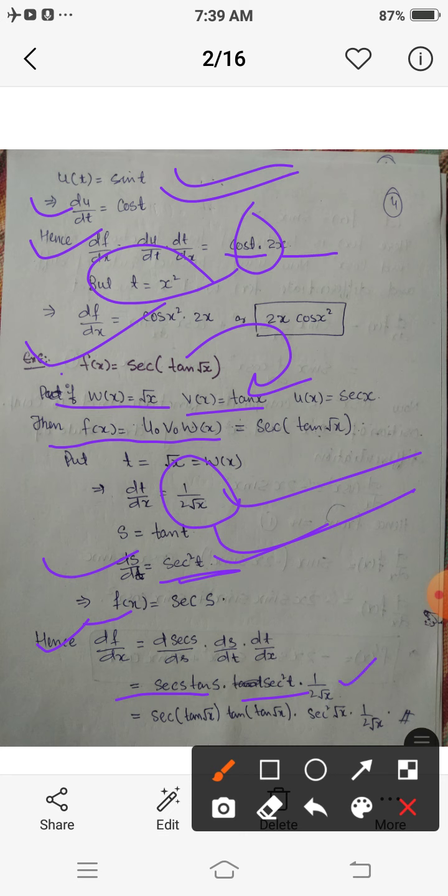Now replacing back t with respect to x, t is here root x, and s is tan t. This means that simply s equals tan root x. So by putting all such values, we simply get sec of tan root x into tan of tan root x, into sec square root x, into 1 by 2 root x. So this is the differentiation of sec of tan root x.